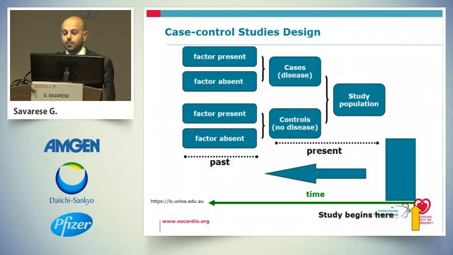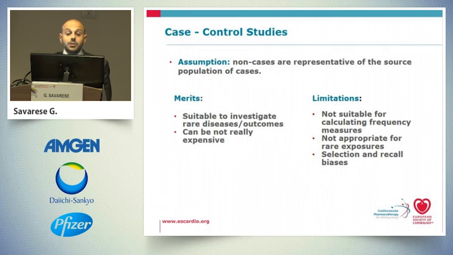In a case control study, we consider a baseline characteristic of patients today, in the present. We divide the population according to being a case or a control, meaning to have or not the disease. And then we check if in the past there was an exposure present or not. So it's substantially a retrospective design. So also case control studies have merits and limitations. The merits are that they are suitable to investigate rare disease and outcomes, and they are not really expensive. They are not as cheap as cross-sectional studies, but they are not as expensive as cohort study or randomized clinical trial. The limitations are that they are not suitable for calculating frequency measures, they are not appropriate for rare exposures, and they are susceptible to selection and recall biases.